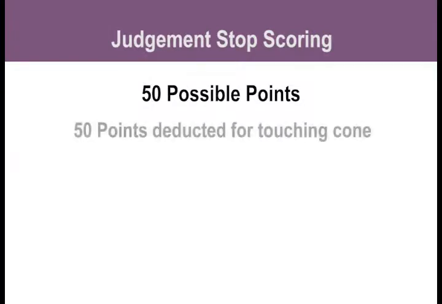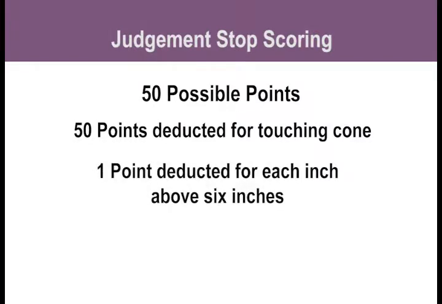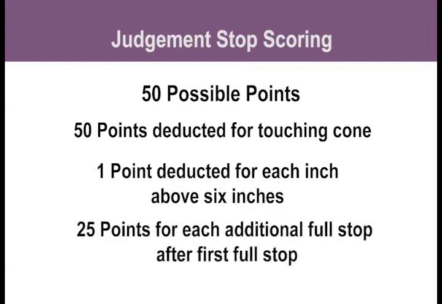If the vehicle touches the cone, 50 points are deducted. 1 point is deducted for each inch above 6 inches. All distances are rounded up to the next inch. If the contestant does another full stop after the initial stop, he or she loses 25 points per additional full stop.